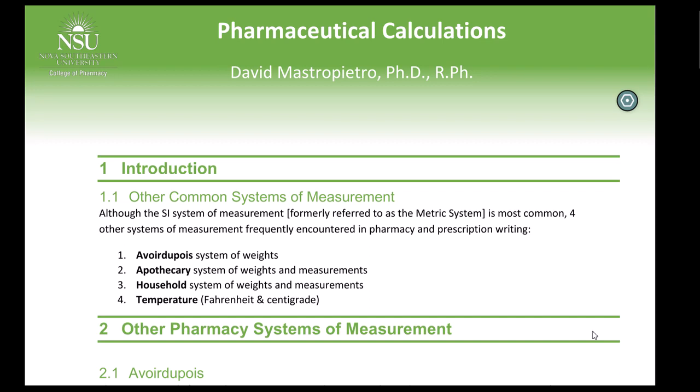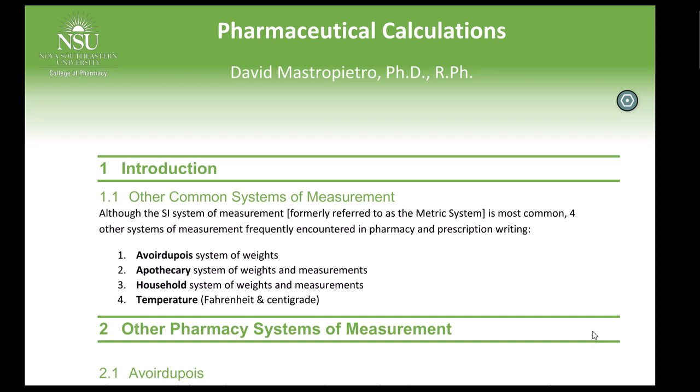We have the Apothecary System, which is sort of an older system in pharmacy for weights and measures. We have household systems of weights and measures, which are those cups, teaspoons, tablespoons, that sort of thing. And then we also have temperature, which is something that I think all of us are aware of, the temperature in Fahrenheit.